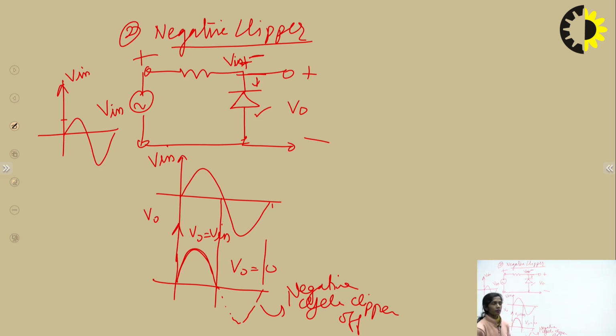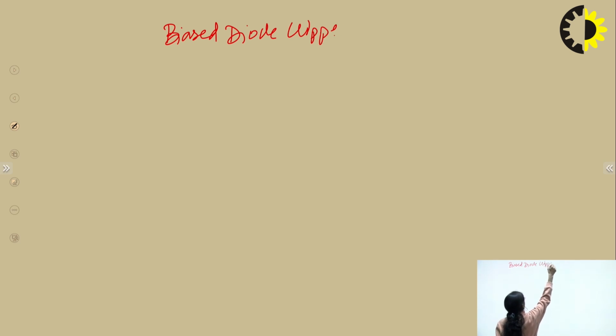Now next we are going to see the arrangement of parallel diode clipper in biased configuration. So we can call it as biased diode clipper in parallel configuration. So in this configuration also, biased means we are connecting the external battery, or we can say we are connecting the external DC battery to the parallel diode clipper arrangement.